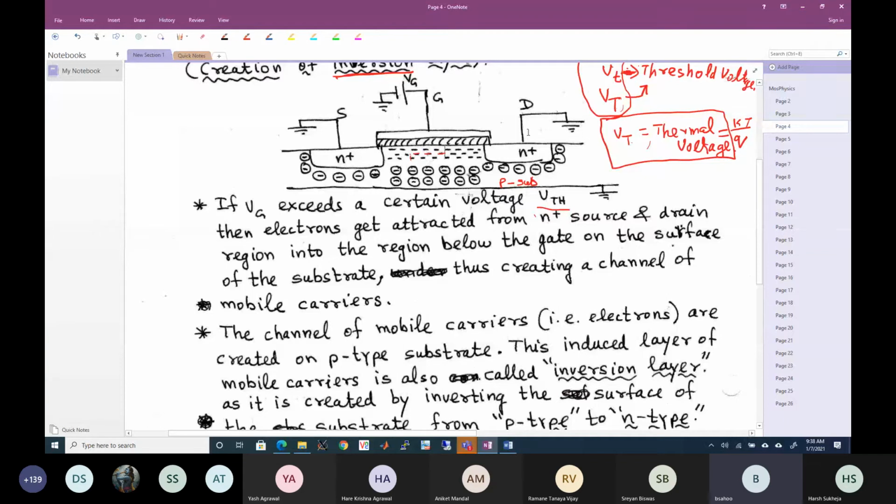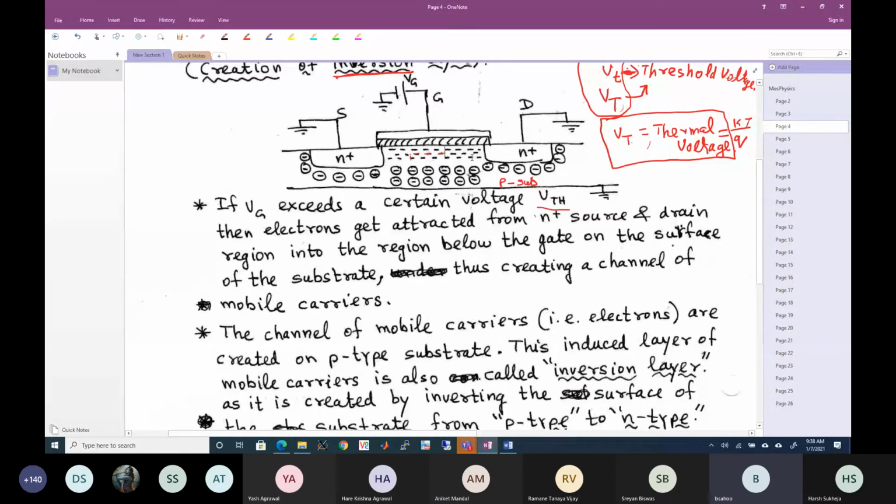And therefore if I apply a drain voltage, there will be a current flowing between the drain and source. Now who is controlling this conducting plate? This gate voltage. That means this gate voltage decides how many carriers are going to be there.